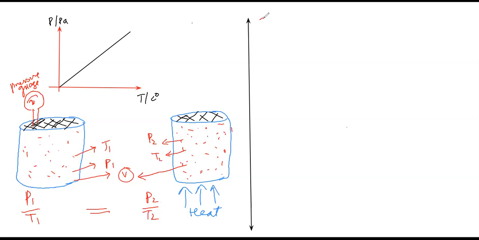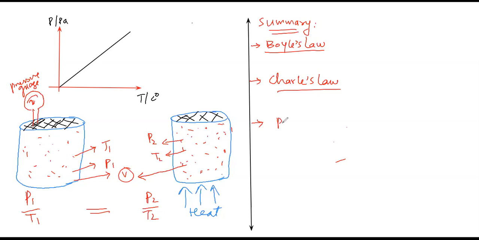So let me give you a summary of it. First was Boyle's law, second was Charles law, and third was the pressure temperature law. Talking about their equations, this is PV is constant, this is V over T is constant, and this is P over T is constant.